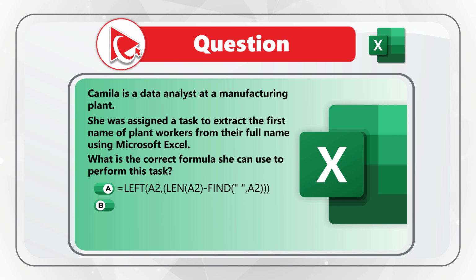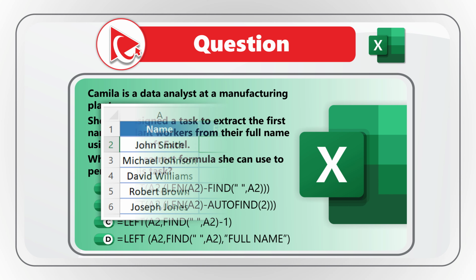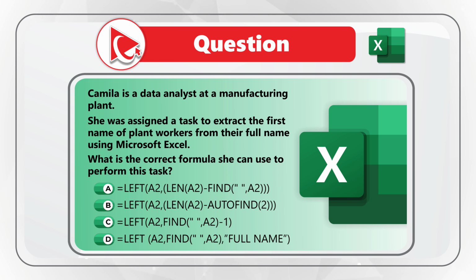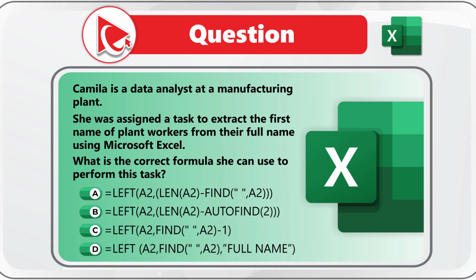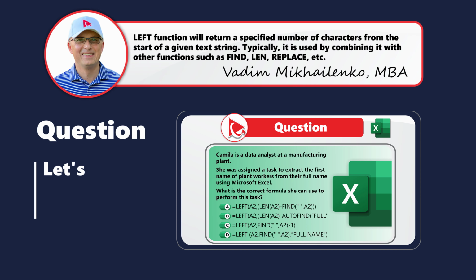Choices A, B, C, and D, as well as the snippet of data, where column A contains full name of the workers and column B has the empty first name column. Do you know which one is the right formula to extract the first name? Take a close look, maybe pause this video to see if you can come up with the answer. And I'm moving forward so we can solve this challenge together.